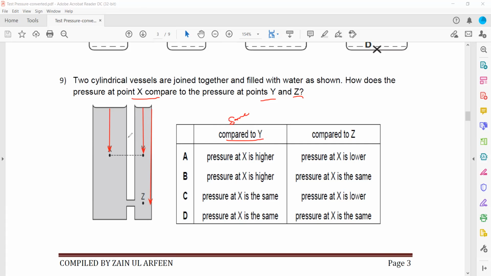Why the same? Because they have the same depth. And compared to Z, the pressure at X will be lower. Why? Because X is having a lower depth as compared to Z. So the pressure at X is the same as Y, but the pressure at X is lower compared to Z. Is it clear? Question 9.